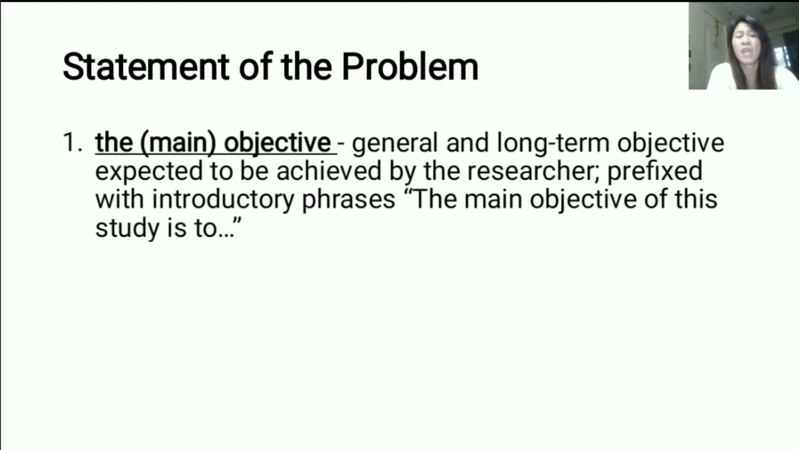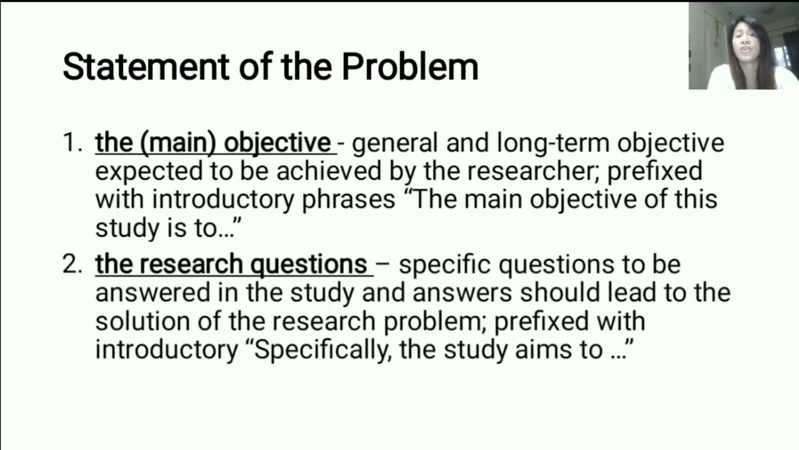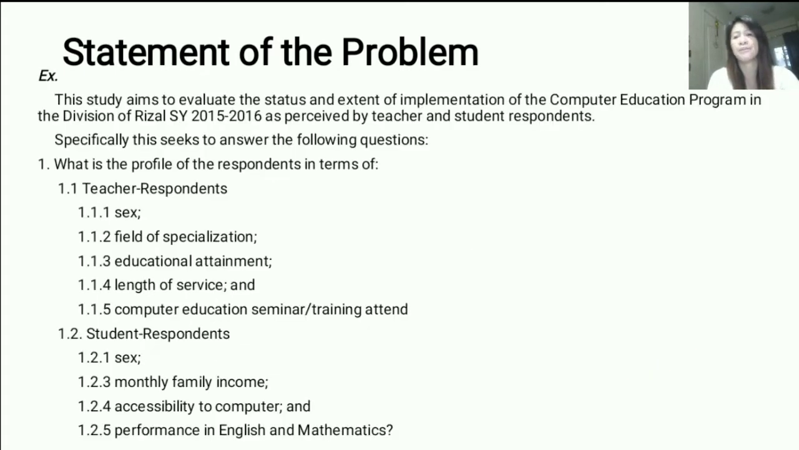The main objective is then followed by the research questions. These are the specific questions to be answered in the study, and answers should lead to the solution of the problem. It is usually prefixed with introductories, "Specifically, the study aims to," or "Specifically, the study seeks to answer the following questions," and so on and so forth.